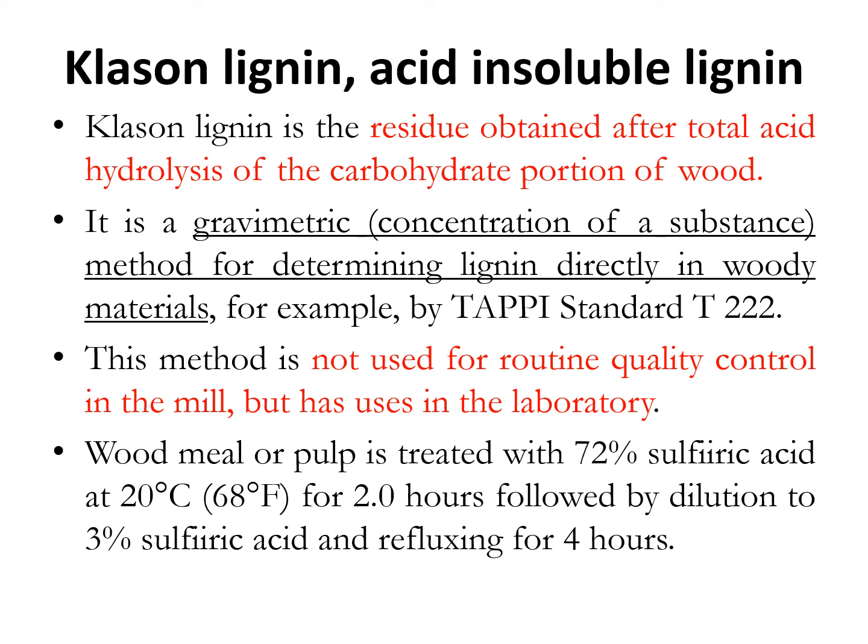Now Klason lignin or acid insoluble lignin. Klason lignin is a residue obtained after total acid hydrolysis of the carbohydrate portion of the wood. This is a gravimetric method for determining the lignin directly in the woody material. This is basically used in the laboratory. Wood meal is treated with 72% sulfuric acid at 20 degrees centigrade for 2 hours, followed by dilution to 3% sulfuric acid and refluxing for 4 hours.